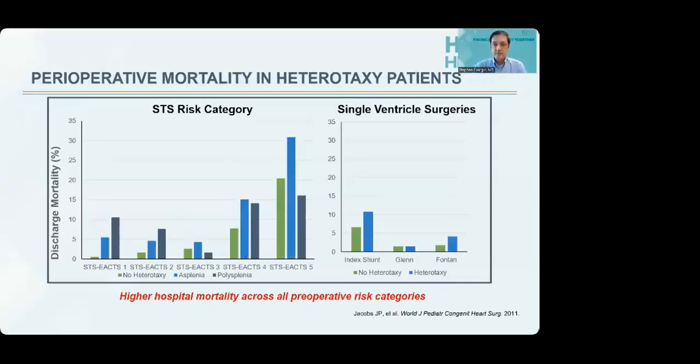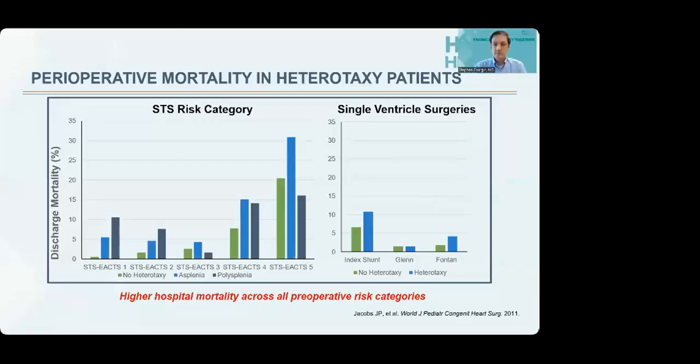When we dig a bit more into the perioperative mortality rates in heterotaxy patients, there's data from the Society of Thoracic Surgeons database that demonstrates higher mortality rates for patients with asplenia, shown in light blue, across all preoperative STS risk categories as compared to patients without heterotaxy, that's shown in green. Polysplenia, shown in dark blue, was more of a mixed bag depending on surgical risk.